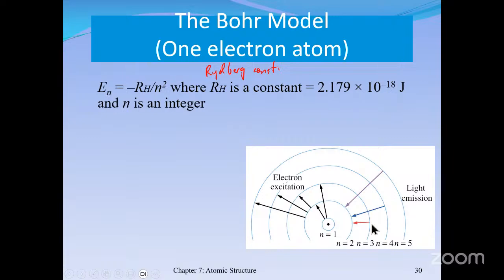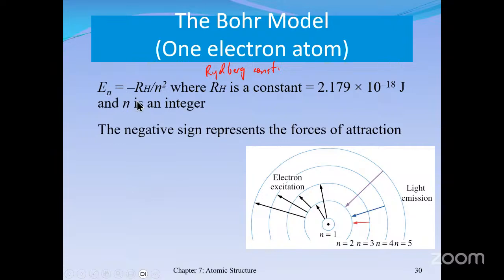If you want to calculate the energy for the electron occupying the second orbit, then you put 2 here, so that's 2 squared. So it's going to be 2.18 times 10 to the minus 18 divided by 4, whatever that gives you, and so on and so forth, right? Very important for you to recognize the presence of the negative sign here, right? That indicates that there are forces of attraction between the electrons in the orbits and the positive nucleus, all right?